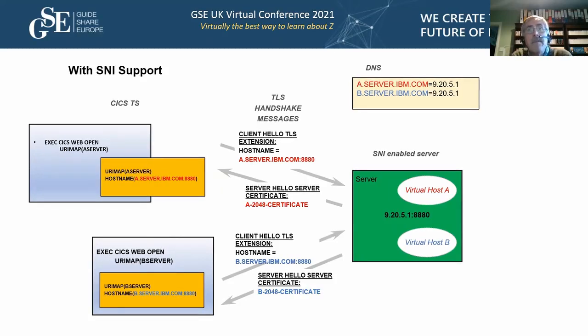With SNI, it's rather different. We put some additional information in the TLS handshake, and that enables the SNI server to understand us and return back to us the certificates of the virtual host. So instead of the server certificate, we now get the virtual host certificate A or B, depending on who's being talked to. So this all happens under the covers and enables one to talk to SNI-enabled servers.